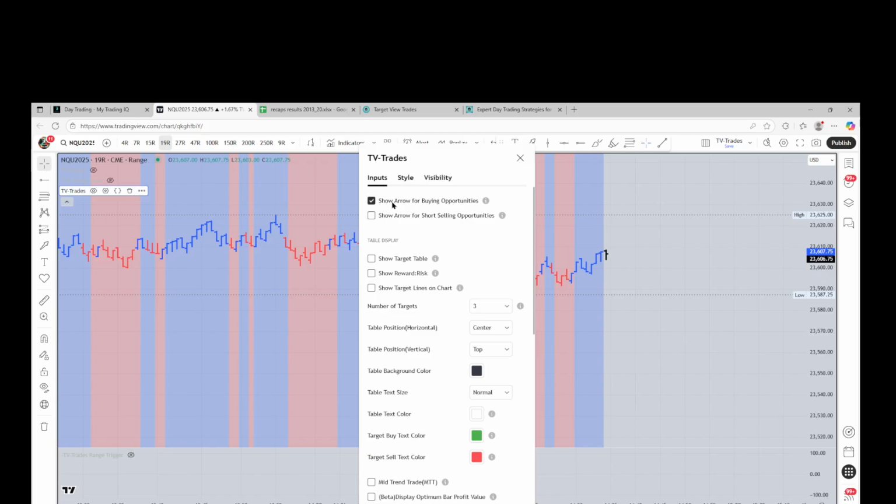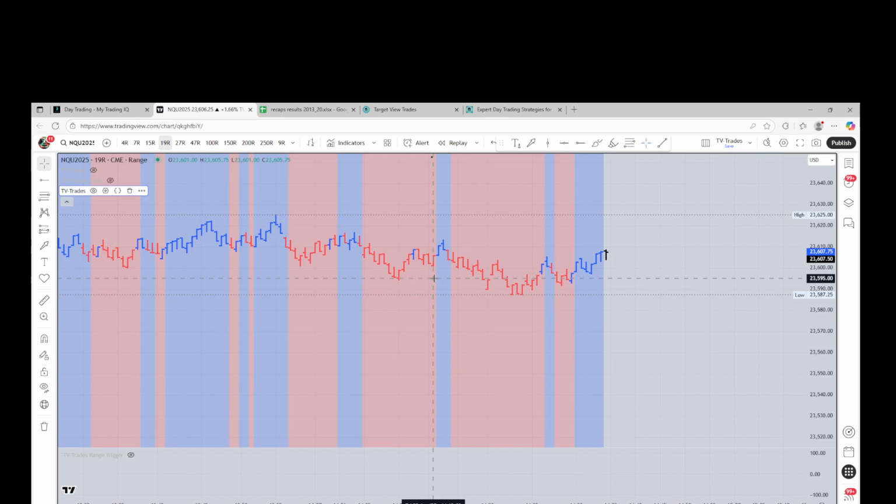Again, it's on by default, but to turn it on, you just check that little thing right there, and that's going to give you the long trades. Now, it looks like it happens whenever it turns blue, but it doesn't happen every time it turns blue. You have to have certain price action sequences that happen before it's going to print the arrow for you. So not every time that it turns blue are you going to get one.